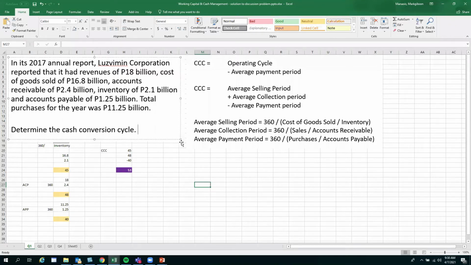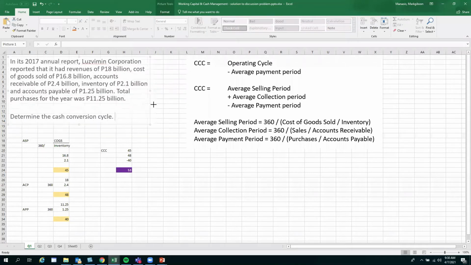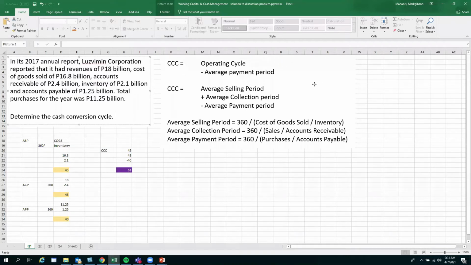So ito, isa-isahin natin, pero ang gawin nating approach is kunin lang muna natin yung mga given. So ito na rin yung formula how to get your cash conversion cycle. In cash conversion cycle, you have to compute for the operating cycle. It's the average selling period plus the average collection period. Let's now derive the formula. So average selling period, that's 360 over your COGS over inventory. So magkano yung COGS? Sabi dyan, 16.8 billion.